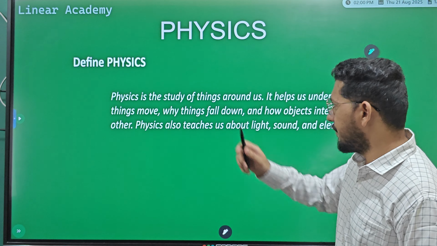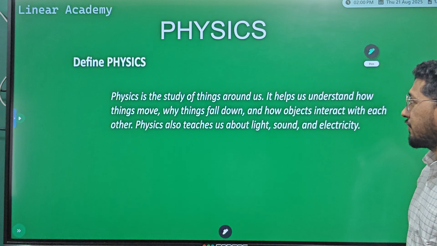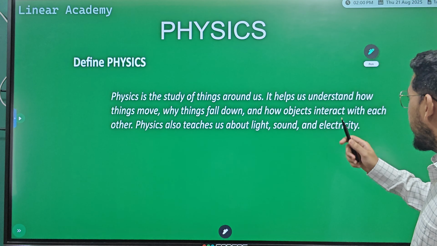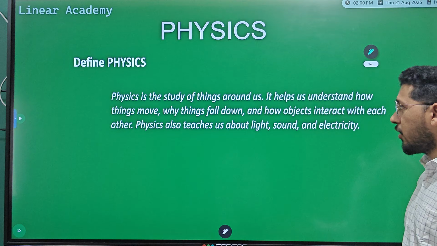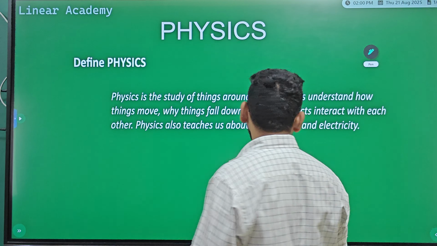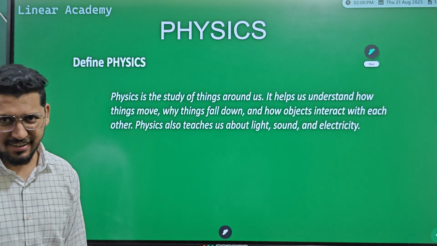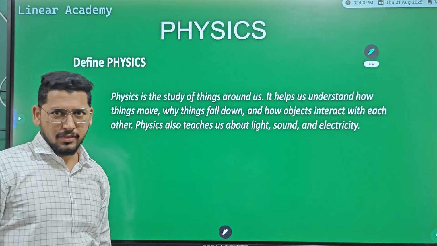So here you can see the definition. Physics is the study of the things around us. It helps us to understand how things move, why things fall down, and how objects interact with each other. So this is the basic definition.